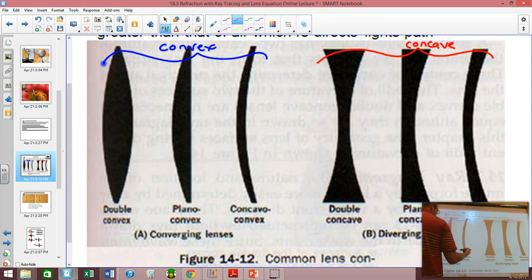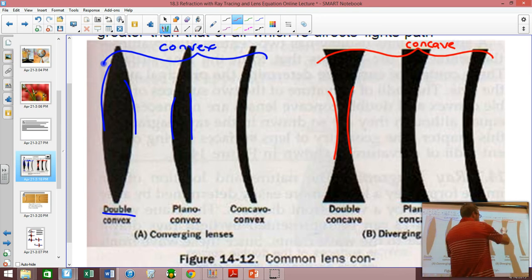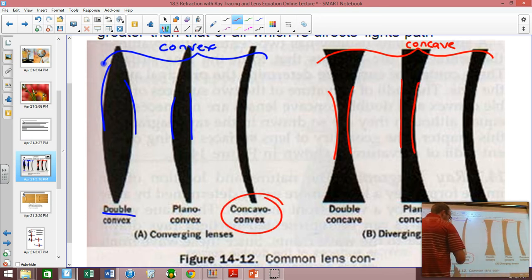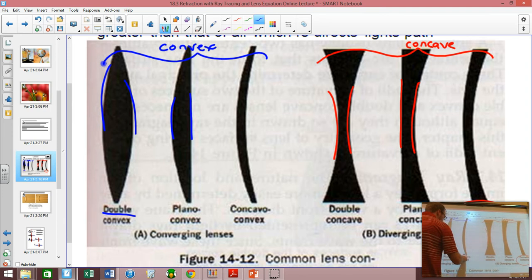Now, the first two of each family are pretty easy. This one right here is a double convex, pretty easy. Both sides are bulging out. This one here is plano convex, so it's a flat plane, convex. Over here with this family, the double concave, the plano concave, and here's where they get crazy. These ones right here are a little bit tricky to know which ones they are.